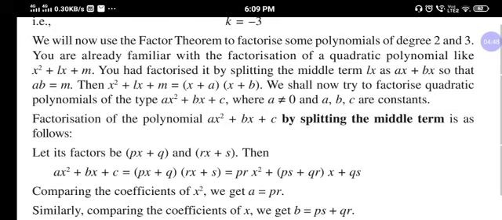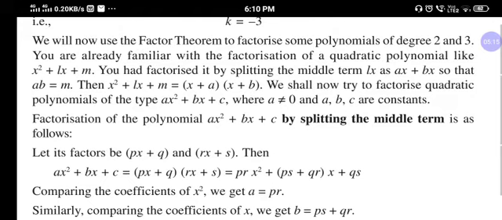This type is a quadratic polynomial. You had factorized it by splitting the middle term lx as ax plus bx, so that ab is equal to m. So addition is the middle term and multiply is the last term. Then x square plus lx plus m is equal to x plus a into x plus b.